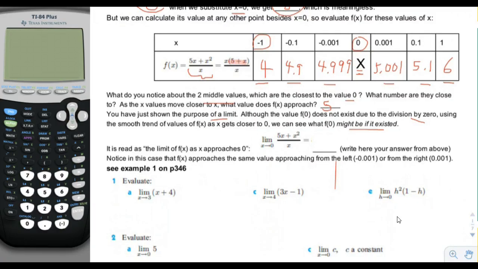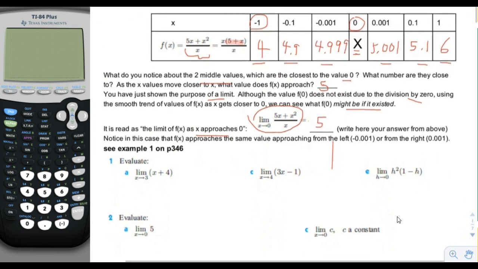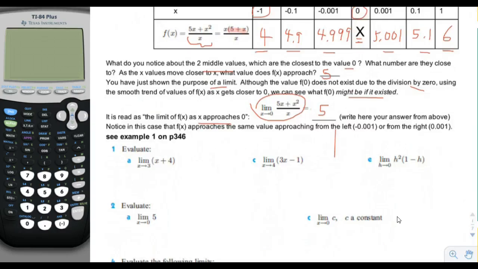Okay? So it is read as the limit of f of x as x approaches 0. That's how you read that there. Okay? And the limit is, or where does it approach? It approaches 5. So the answer here is 5. Notice in this case that f of x approaches the same value approaching from the left or from the right. So you can see that from the left it's 4.999, from the right it's 5.001, but from both sides it's approaching the value 5.000, right? That's not always the case, but it is in this case.